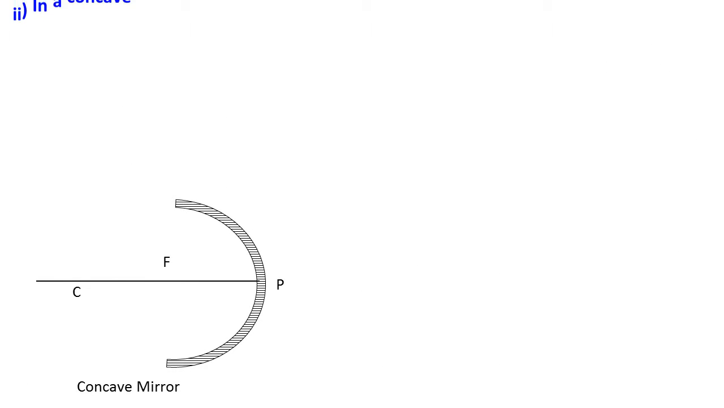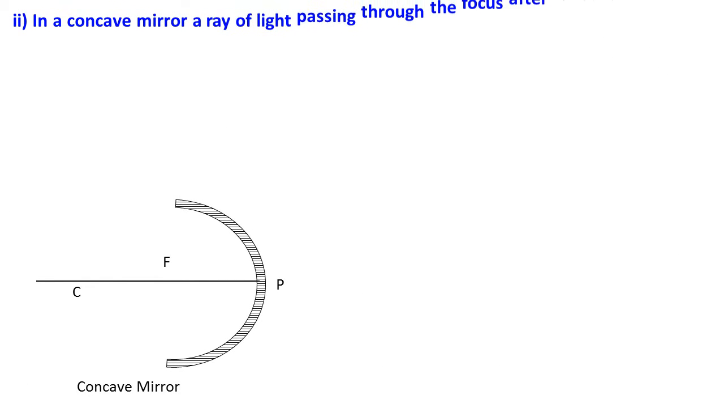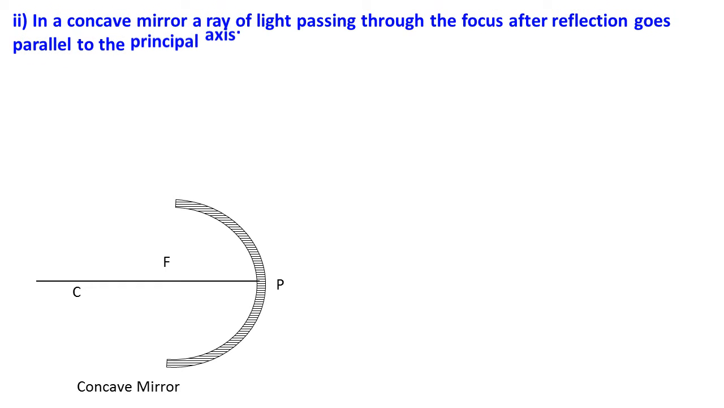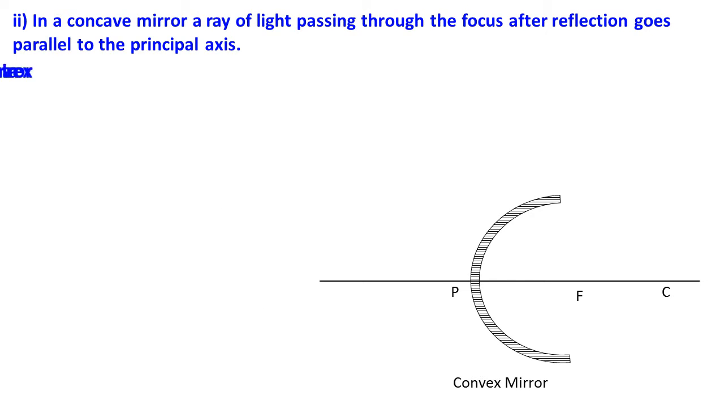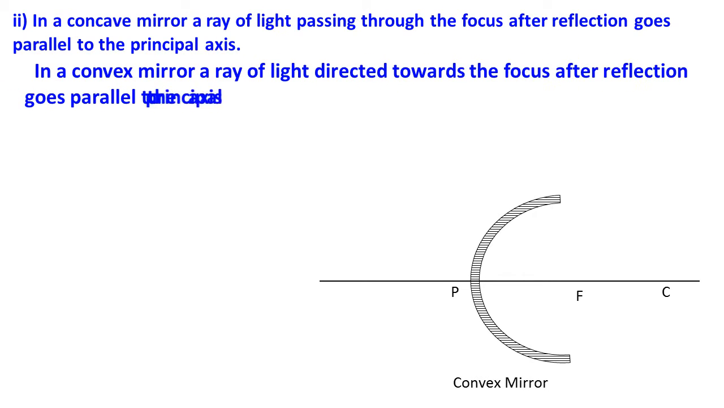Second point, in a concave mirror, a ray of light passing through the focus after reflection goes parallel to the principal axis. On the other hand, in a convex mirror, a ray of light directed towards the focus after reflection goes parallel to the principal axis.